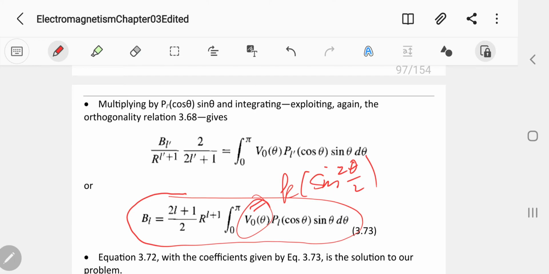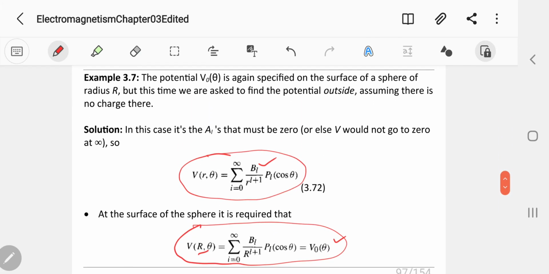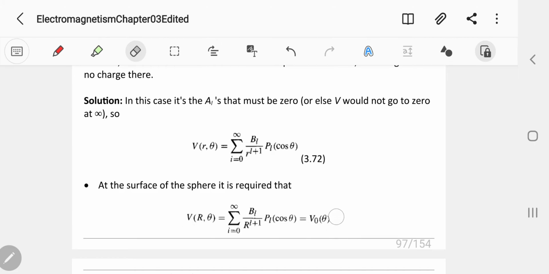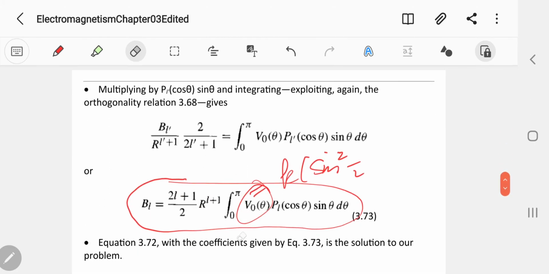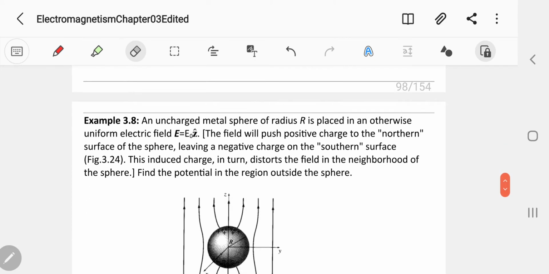So you can explore example 3.6 and then find out for 3.7. It's just an extension.